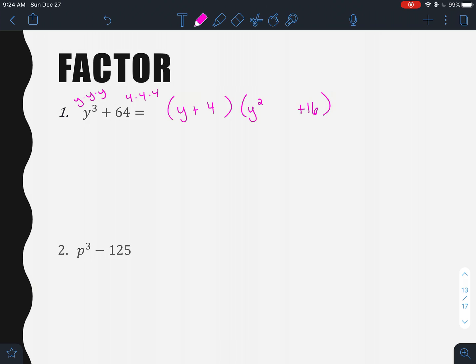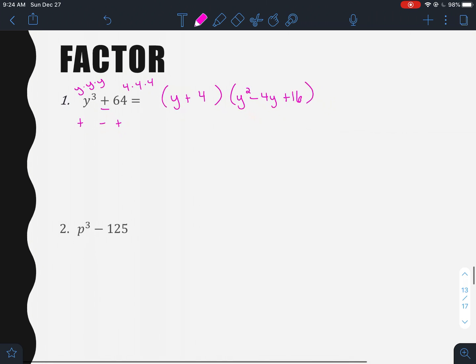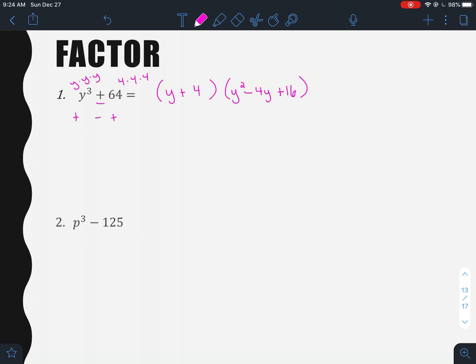And then remember square, so we get y squared. Square 4, and we get 16. And then multiply them. 4 times y is 4y. And then since it's a sum of two cubes, your signs go plus, minus, plus. So it'll be y plus 4 in the first parentheses, then y squared minus 4y plus 16 in the second parentheses.